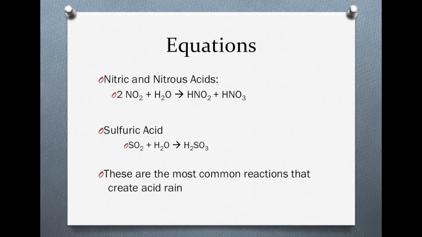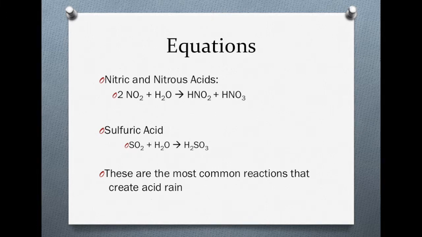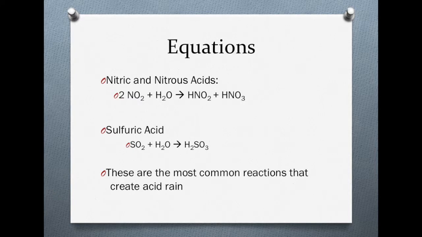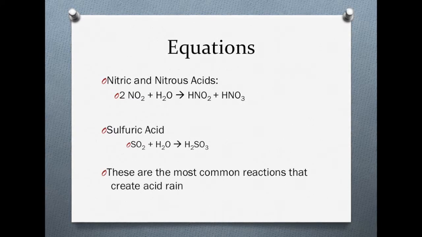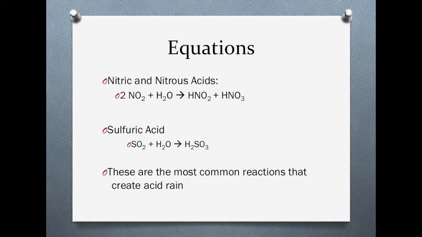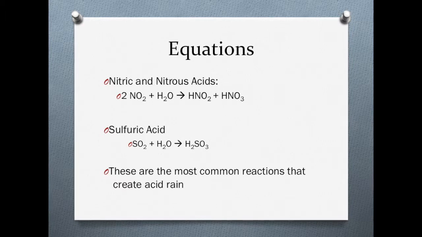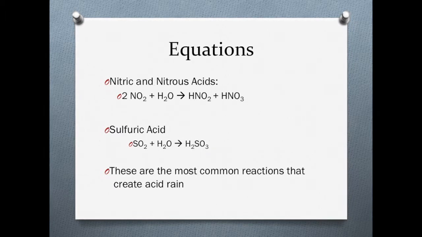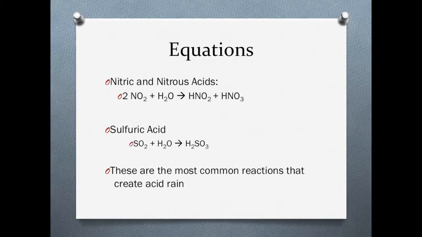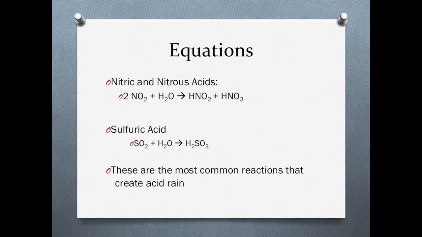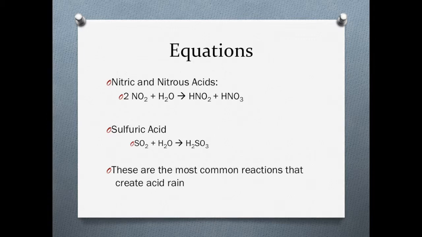Now the second equation, you see that the sulfur dioxide is reacting with water. Water is a big thing, of course, because, acid rain, rain is water, huh? But that forms the sulfuric acid. Now these are not the only gases that create acid rain, but they're the main ones. They're the most common ones, and they cause the most problems. So basically, I just wanted to give you that representation of it, and now we can move on to the next slide.